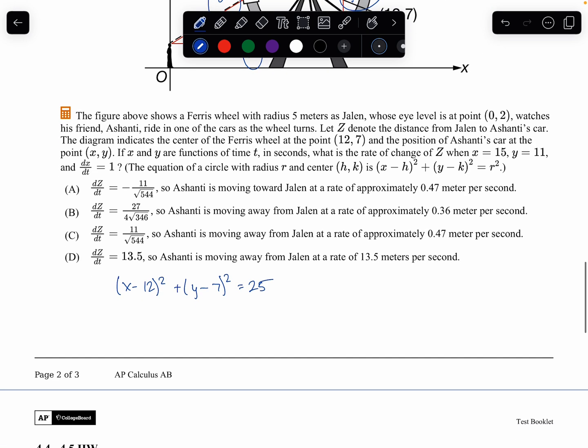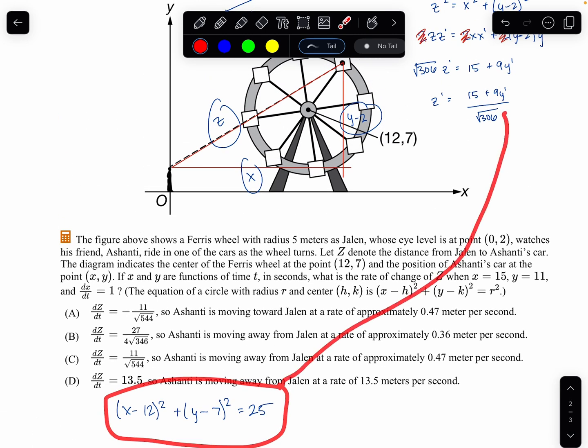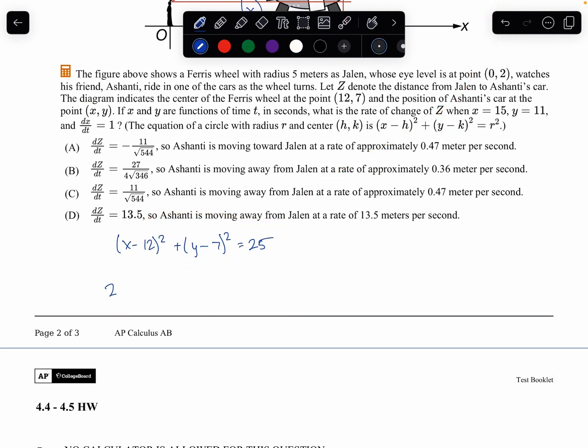Now, as I take the derivative of this right here, I'm going to get x prime, I'm going to get y prime, and then that will be 0. What I'm looking for from this is y prime, because that's what I need to help finish this one over here, right? So take the derivative. This becomes 2(x − 12) times the derivative of the inside, which is x prime, plus 2(y − 7) times y prime, the derivative of the inside. That's going to be equal to 0.